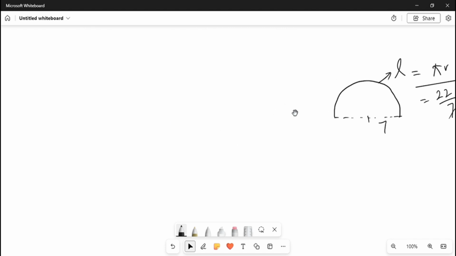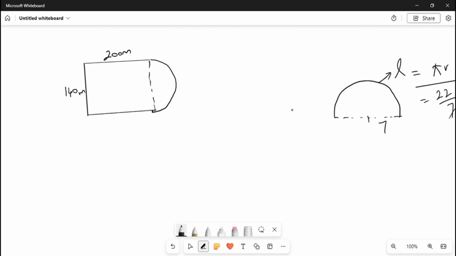Now look at this shape. It's a playground. A part of the playground is something like rectangle, and one part is like semicircle. Here semicircle piece is coming. Say this is 200 meter, this is 140 meter.